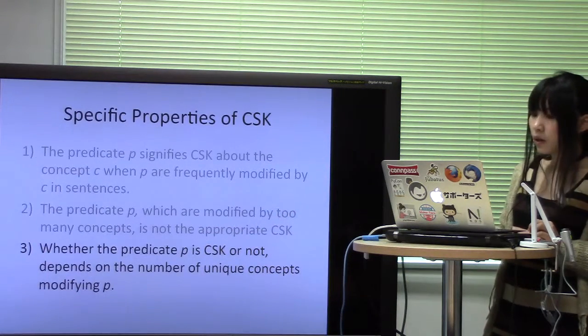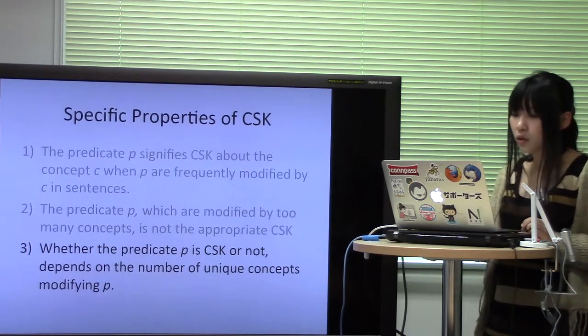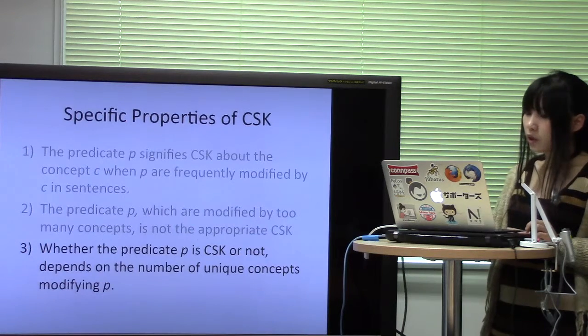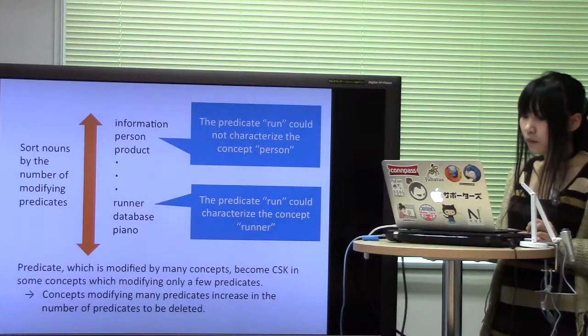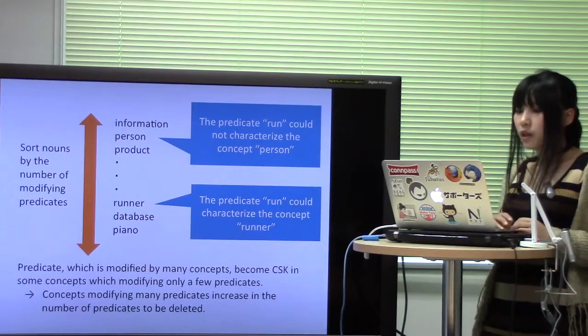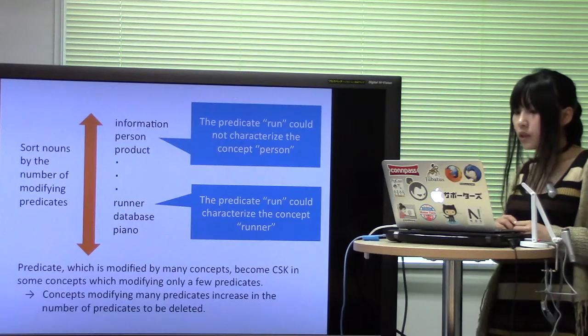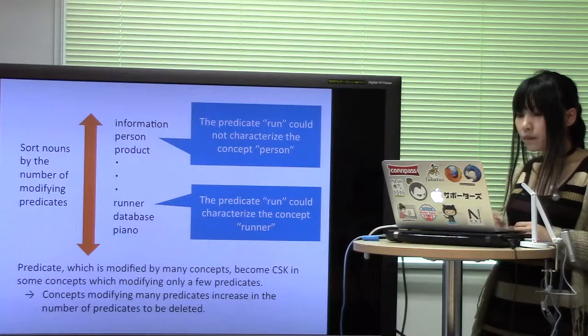For the last, the third hypothesis, whether the predicate P is common sense knowledge or not, depends on the number of unique concepts modified in P. A predicate which is modified by many concepts is a generic predicate, and generic predicates become common sense knowledge in some concepts which are modified by only a few predicates.